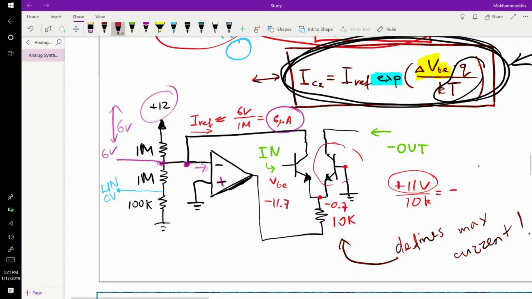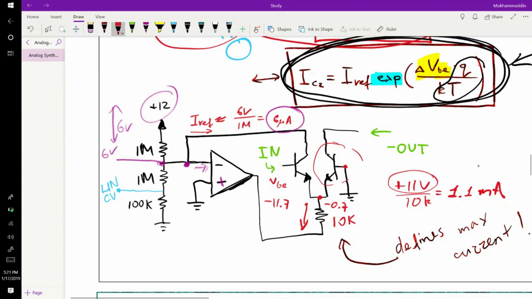What am I doing? Yeah, it's positive. So from this terminal to here, because current is flowing in this direction. So the maximum current that will be flowing through that resistor is, in this case, 1.1 milliamp. And that is the purpose of this resistor.